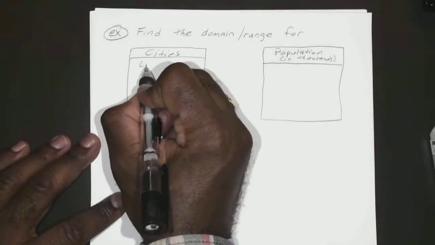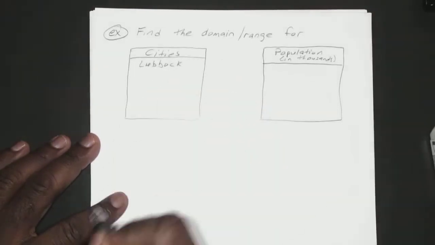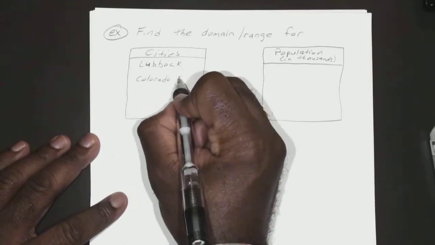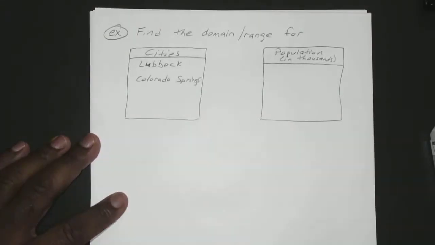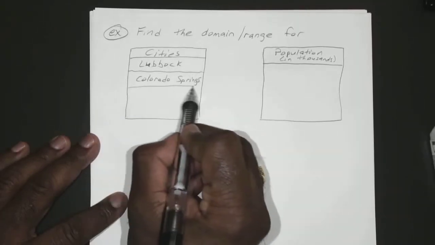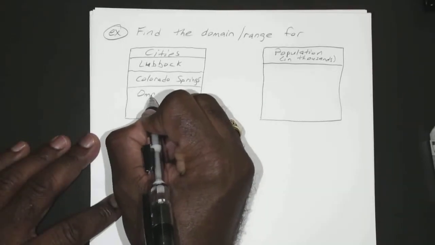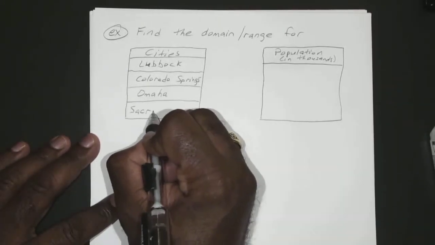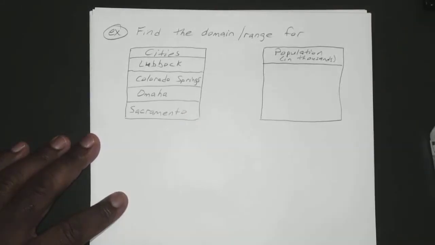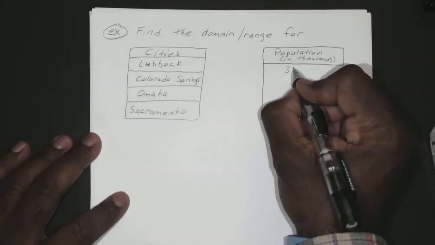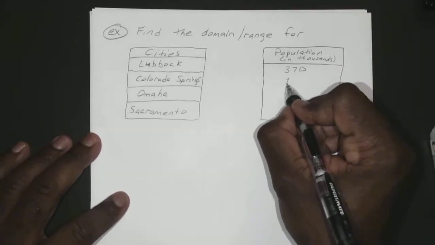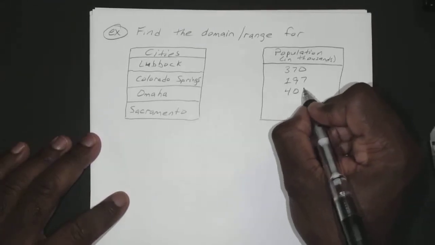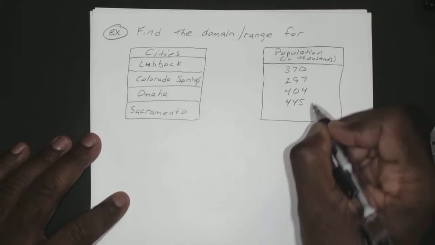Okay, so we have Lubbock, Texas. We have Colorado Springs. And might as well separate those. We have Omaha. And we have Sacramento. Okay, on this side, we have 370,000. We have 197. We have 404. We have 445.